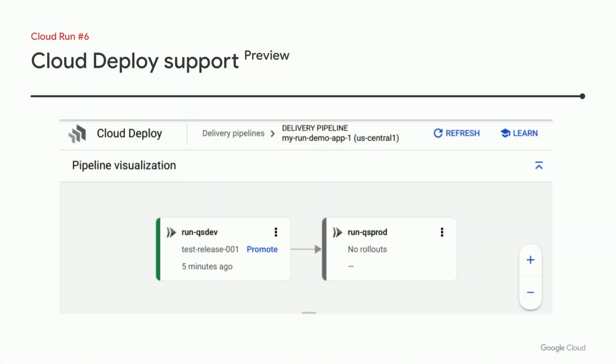Cloud Deploy is Google Cloud's fully managed continuous delivery solution. Well, Cloud Deploy now has direct support for Cloud Run, allowing you to manage the release of your container images between dev, staging, and production environments.